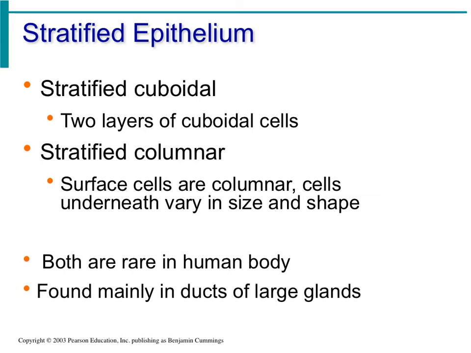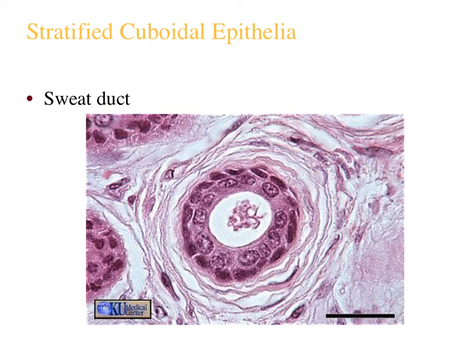Okay, so most of the time when we see stratified epithelium, it is squamous. So lots of squashed little cells all stacked up. Stratified cuboidal would be 2 layers of cuboidal cells. Stratified columnar, likewise, would be columnar cells at the top, and then sort of a mishmash of sizes and shapes underneath. Both of them are incredibly rare in humans. Ducts of large glands, like pancreas, for instance, might have some, but they're rare. So know that they sort of exist, but that's it.